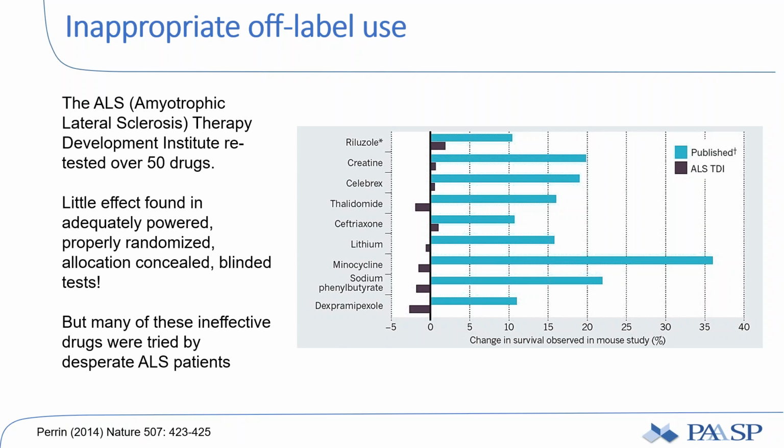However, when the ALS Therapy Development Institute retested those drugs in adequately powered, properly randomized and blinded studies, none of them had a measurable effect on survival. Given that ALS patients are really desperate and there is no good treatment available at all, other than some symptomatic treatments, many physicians have tried, based on the animal reports, to give some of these drugs to their patients. However, several of these drugs really are quite toxic, which may be acceptable if the drug is given for a good reason, but clearly not if it's not effective at all in animal models.